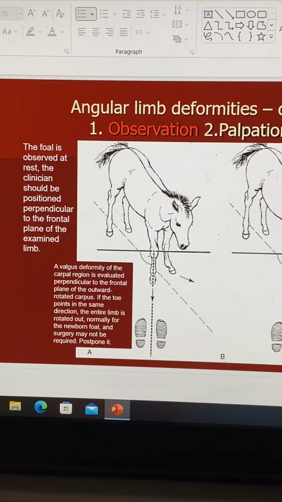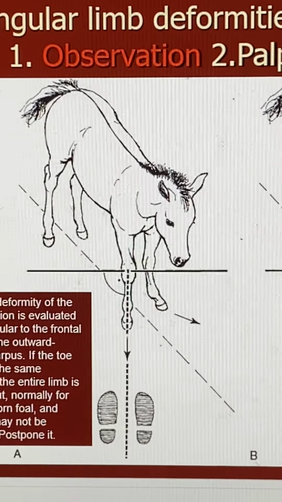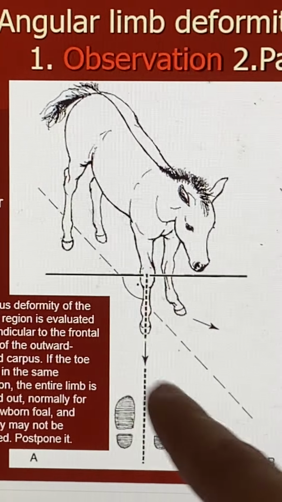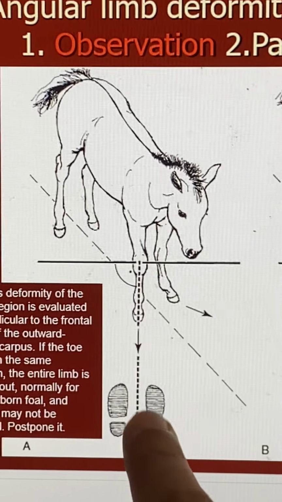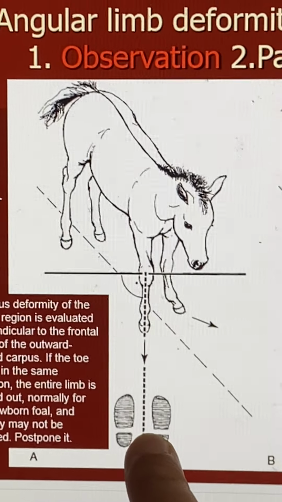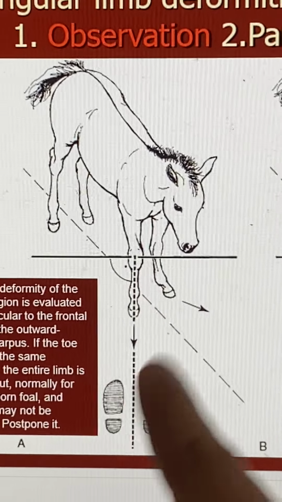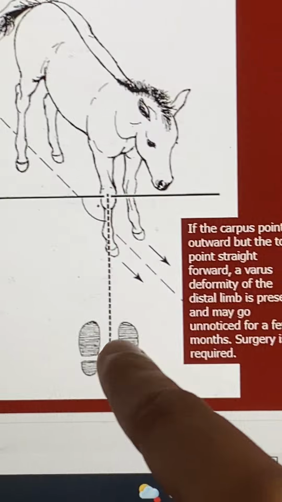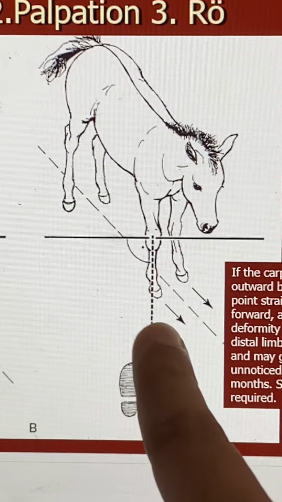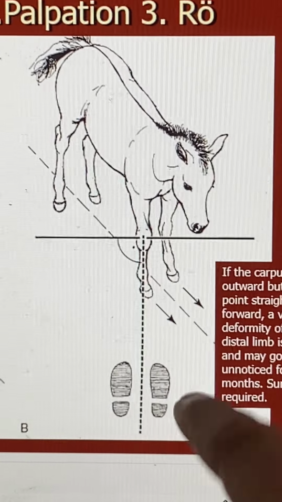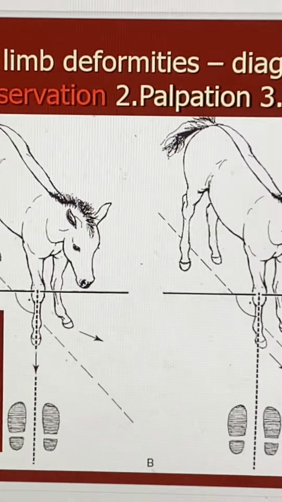And with a valgus deformity of the carpal region, what you'll see is it should be evaluated perpendicular to the frontal line of the outward rotated carpus. If the toe points in the same direction, the entire limb is rotated out. And normally for a newborn foal, we can do surgery or maybe postpone the surgery, but surgery is usually required now. If the carpus points are outward, but the toes point straight forward, so the toes are pointing this way, a varus deformity of the distal limb is present and may go unnoticed for a few months, but surgery is required in both of these cases.